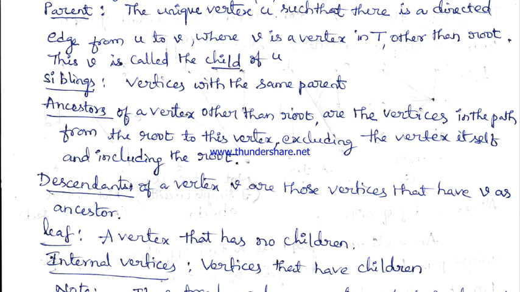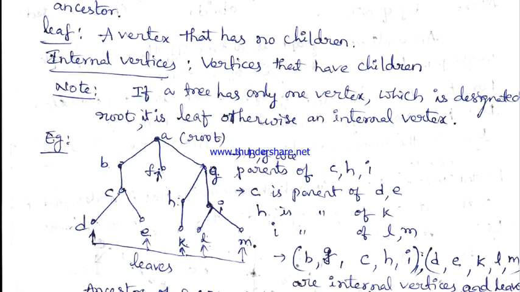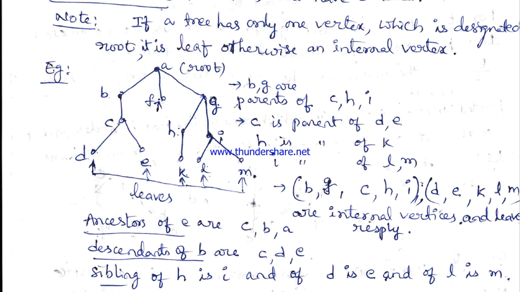A parent in a rooted tree: a unique vertex such that there is a directed edge from U to V, where V is a vertex in T other than the root. Then V is called the child of U. Let me explain all these basic definitions by considering an example. You could easily understand if we introduce all the different terminology using the example of a rooted tree. So a rooted tree has been given here. In this rooted tree, it is clearly shown that A is the root vertex, right?